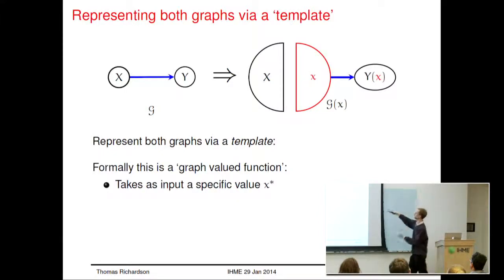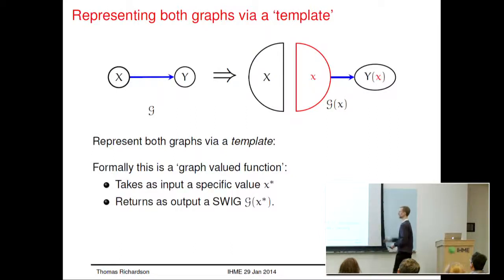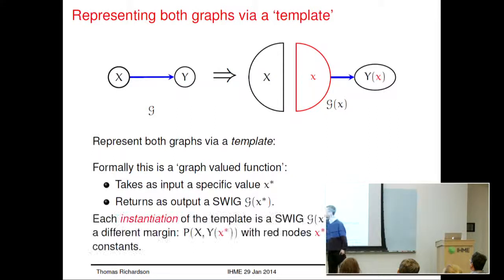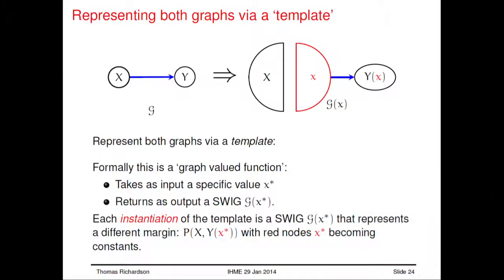So the idea is if you plug in a specific value of x, then I get an instance of this graph, and I can get a different instance for every value of x. Each instantiation of this graph gives me a model that puts constraints on a different margin, okay, with the red nodes being held as constants. Okay, so here's the intuition behind the node splitting.